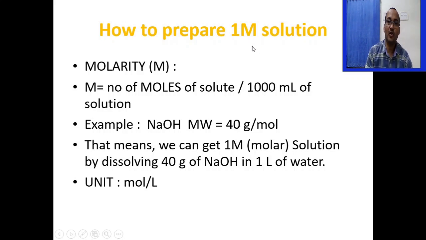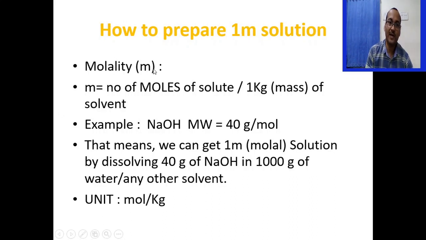Next thing is how to prepare 1 molar solution. What is molarity? Number of moles of solute per 1000 ml of solution. Suppose we want to prepare 1 molar solution of sodium hydroxide. Molecular weight is 40 gram per mole, so 1 mole equals 40 grams of sodium hydroxide. That means we can get 1 molar solution by dissolving 40 grams of sodium hydroxide in 1 liter of water. So the unit of molarity is moles per liter.